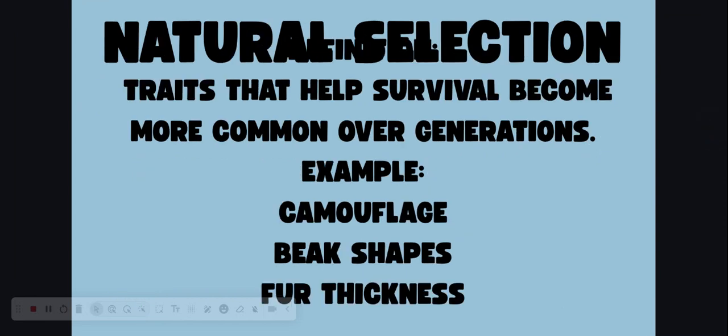All right, natural selection. Natural selection happens when traits that help survival become more common over generations. Examples include camouflage, helping organisms hide, beak shape, helping birds access food, and thick fur, helping animals survive cold environments. Organisms with helpful traits are more likely to survive and reproduce. Kind of the theme here.